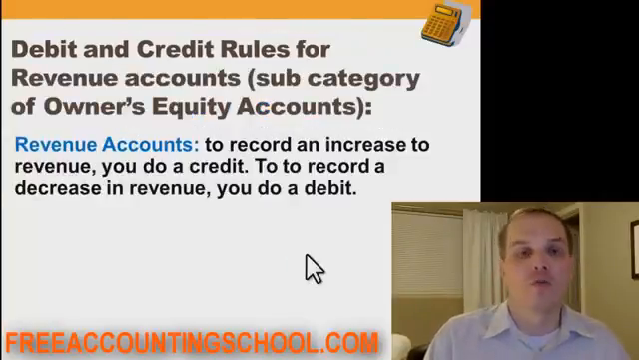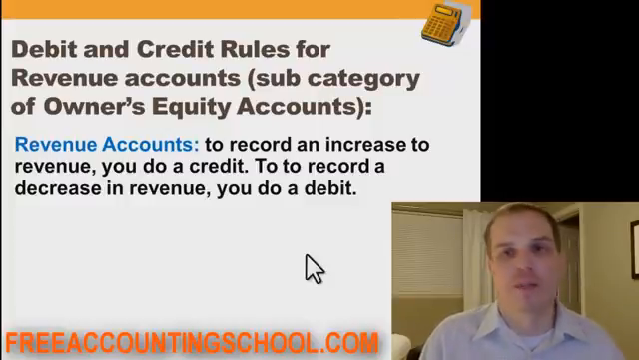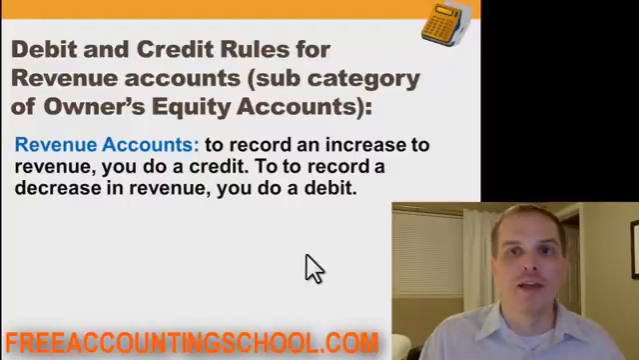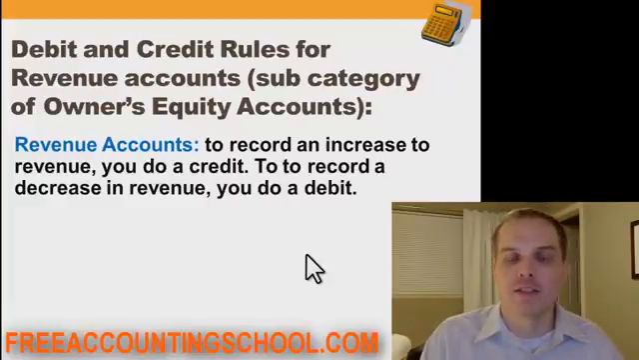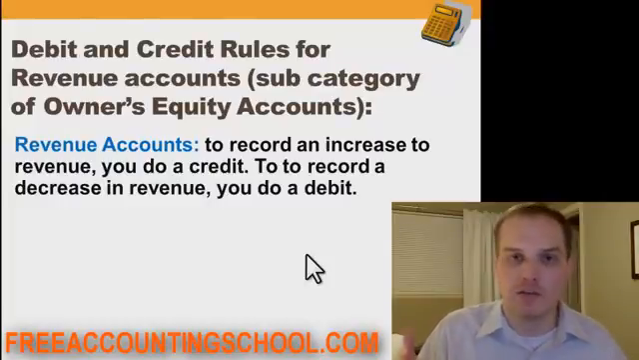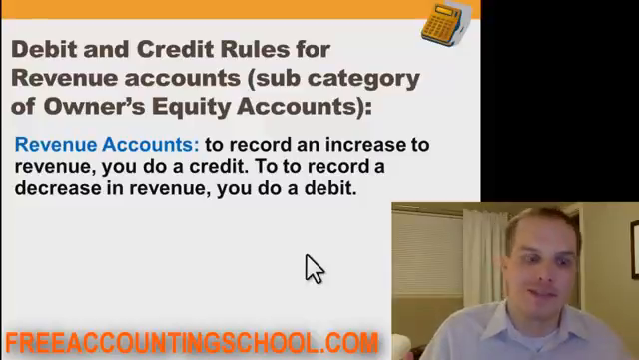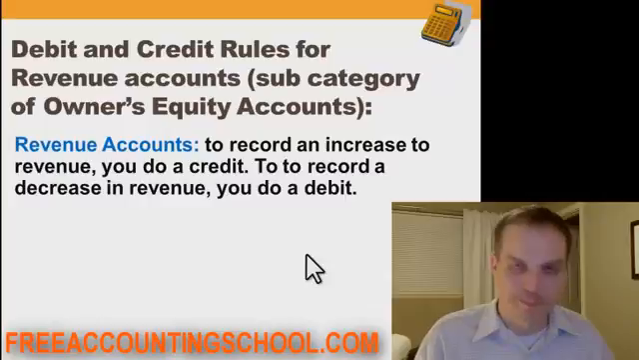Okay, so for revenues, which again is a subcategory of owner's equity, to record an increase to revenue, you do a credit. And to record a decrease in revenue, you do a debit. Again, that makes sense because in the owner's equity family of accounts, when you're doing a credit, that's a good thing for the owners. And when you do a debit, that's showing a decrease in their owner's equity. So the same thing holds true for revenue.